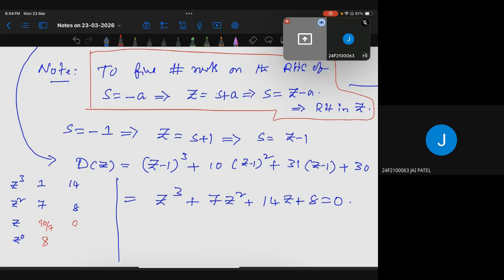Now you can see that there are no sign changes. Since there are no sign changes, what does it mean? No roots on the RHS of Z equals 0. We are dealing with Z now. That means no roots on the RHS of S equals -1. Clear? So this is the transformation we did.